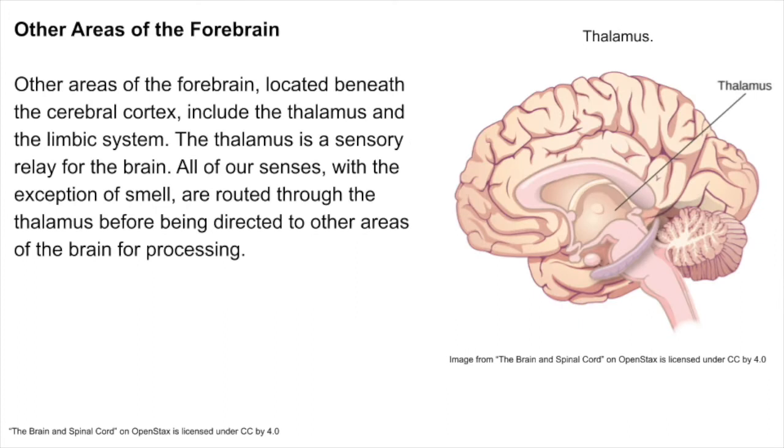Other areas of the forebrain. Other areas of the forebrain located beneath the cerebral cortex include the thalamus and the limbic system. The thalamus is a sensory relay for the brain. All of our senses, with the exception of smell, are routed through the thalamus before being directed to other areas of the brain for processing.